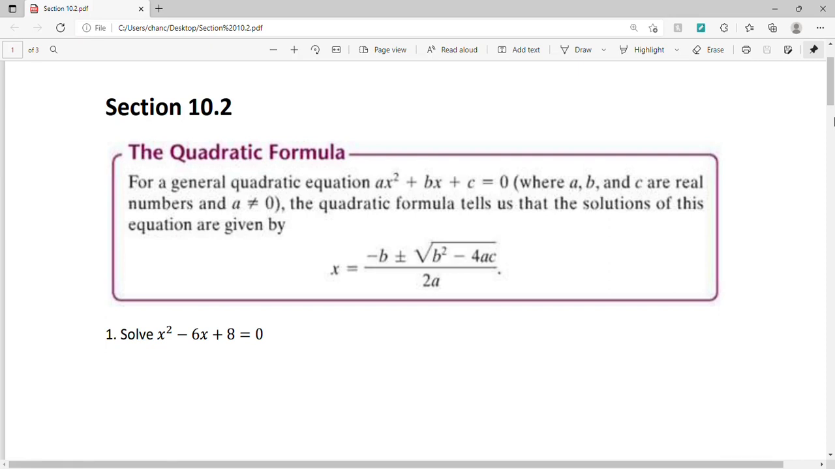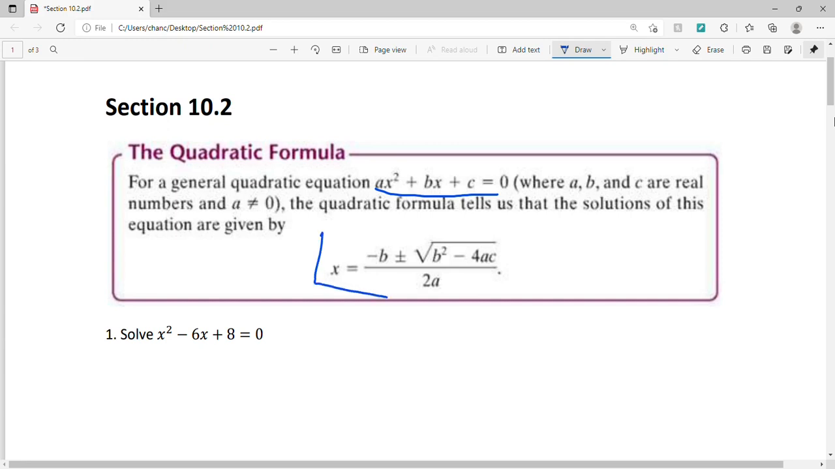In this section, we'll look at the quadratic formula. For a general quadratic equation of the form ax squared plus bx plus c equals 0, where a, b, and c are real numbers and a is non-zero, the quadratic formula tells us that the solutions of this equation are given by the following. x equals negative b plus or minus the square root of b squared minus 4ac, all over 2a.